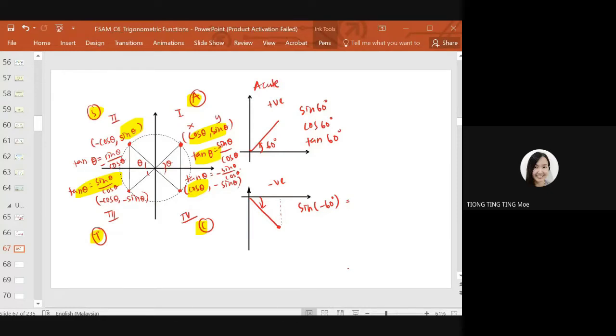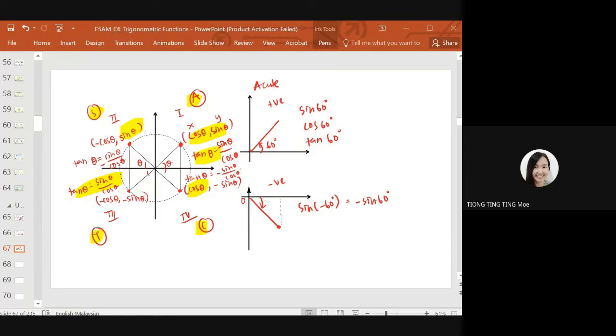So look at the y coordinate. The y coordinate here is negative. So straightforward, you change. Negative sin 60 degree. The angle is an acute angle, no change, so we change the sign, positive or negative. Because it goes down, we look at the y. Y is negative here, so it's negative sin theta.